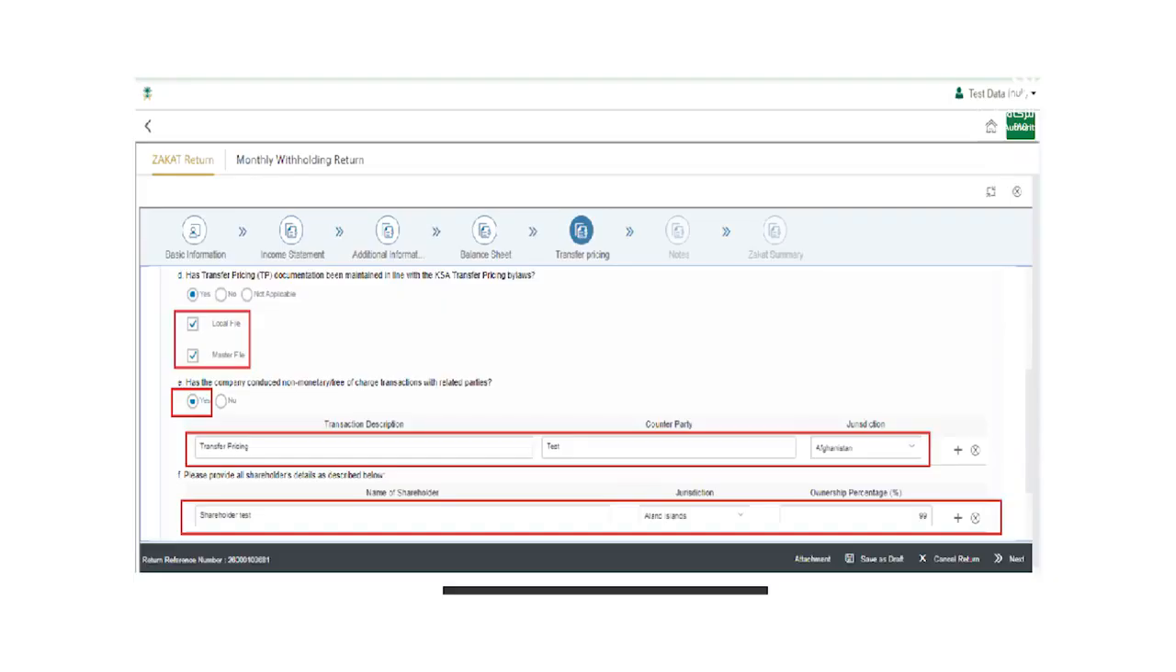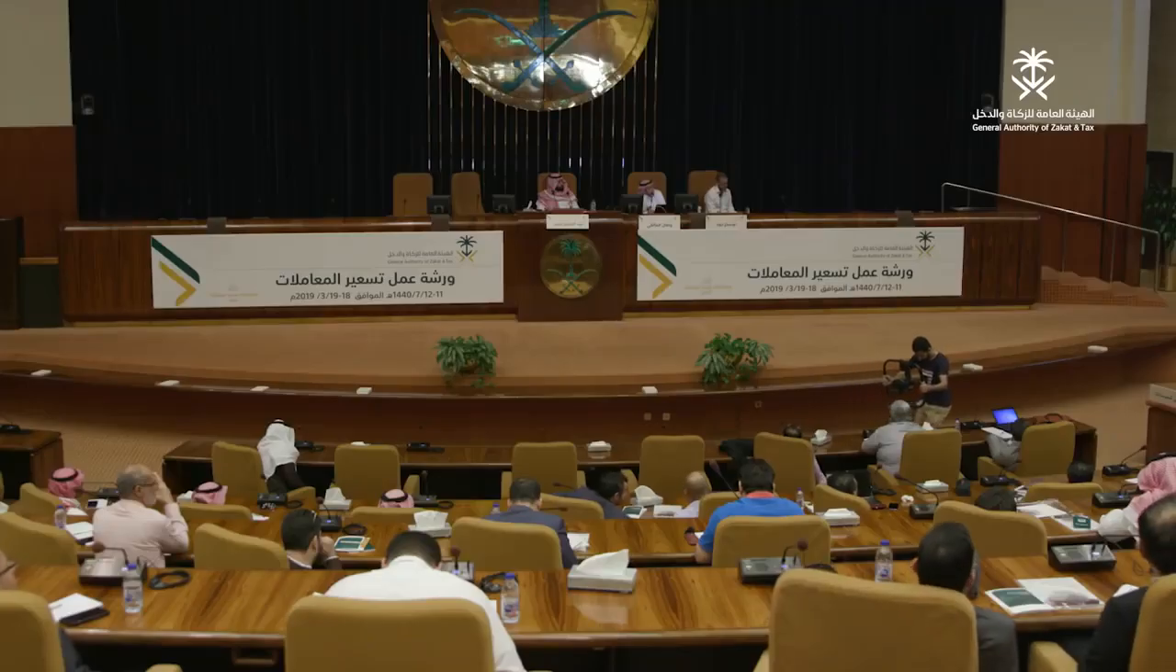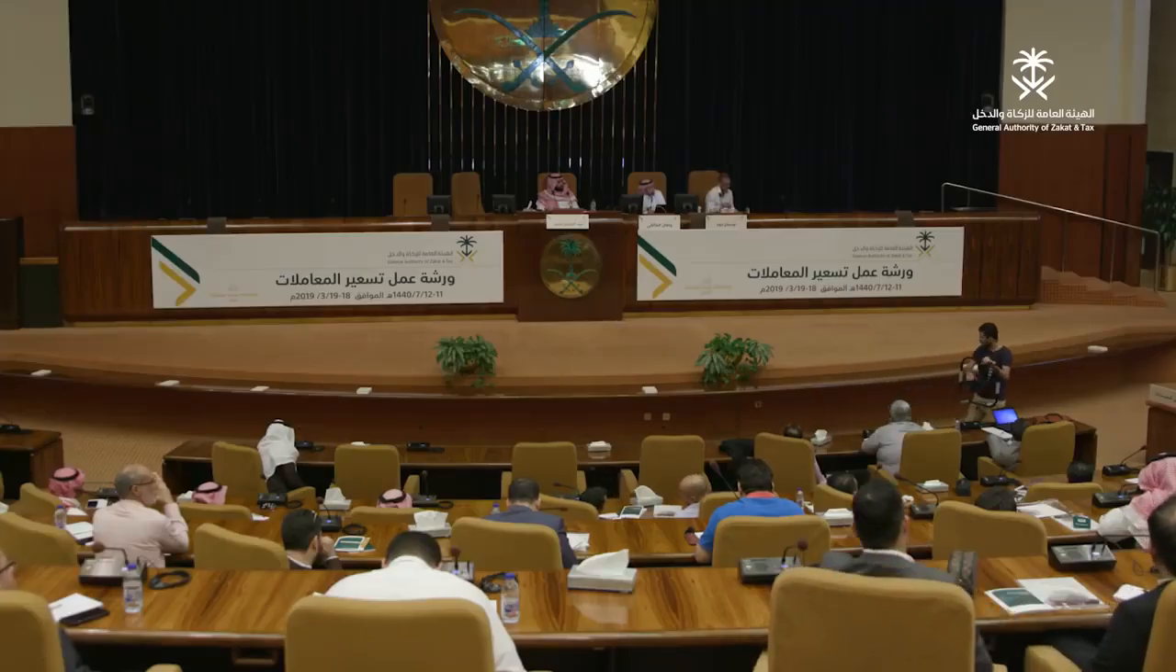If you have selected yes, you will get additional options here to select which documents you have almost ready. This question is not asking you to have the full set of documents ready, but that you have enough information that can help you prepare the local file and master file within a period of 30 days once you are asked to do so. So you have to select which file you have ready.